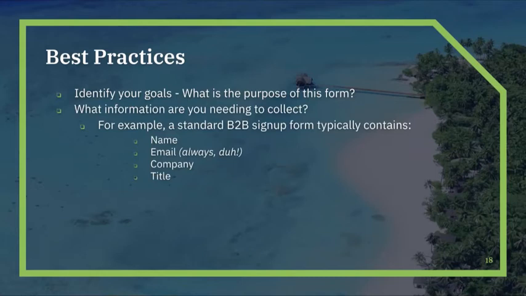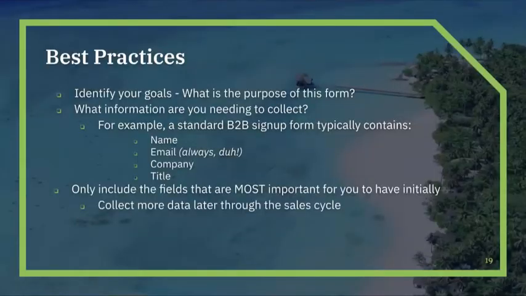So for example, a standard B2B sign-up form usually just contains simple data such as your name, the email of the person, what company they work for, and what the title of their role is within that company. I think that should give you a pretty decent understanding of who this lead is. And so you want to focus on only collecting the fields that are most important for you to have initially. And as the contact goes through the sales cycle, speaks with your team, gives you more information, you can start collecting more data later on.